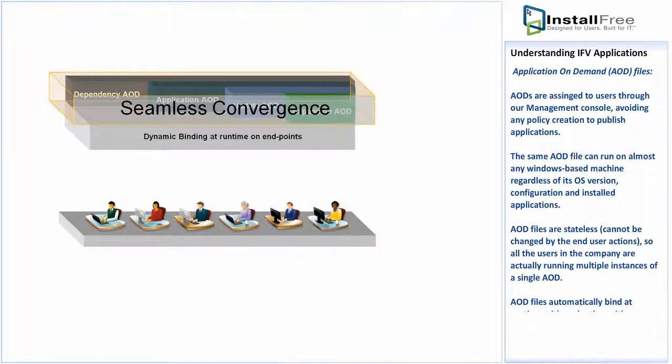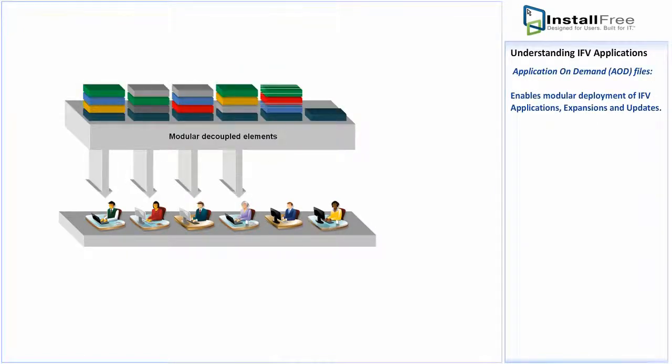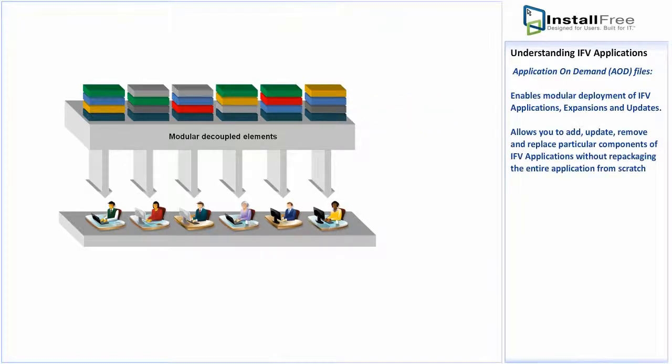This extremely unique feature enables you to modularly build your IFV application inventory, which means, for instance, you can deploy a single application AOD of Microsoft Office to the entire organization, and separately deploy expansion AODs containing different add-ons for different users, depending on their role in the company. Moreover, it allows you to add, update, remove, and replace particular components of IFV applications without repackaging the entire application from scratch, greatly minimizing the number of packages you need to maintain.